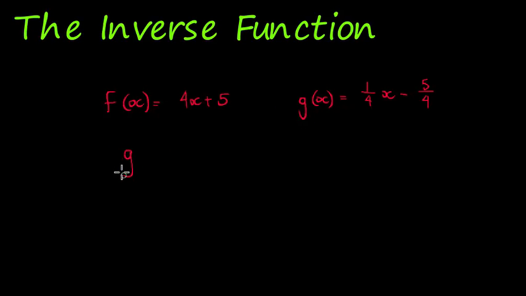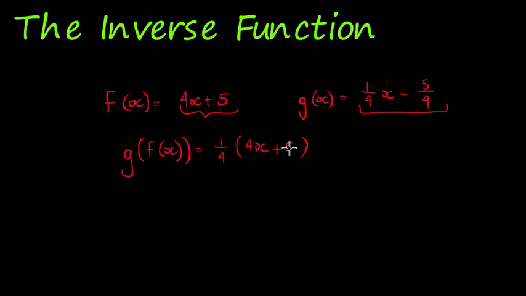So if I take g and I put f of x into g, what do I get? Here's the function g, but everywhere where I see x, what must I substitute? 4x plus 5. So where there's an x, I'll now put a bracket, and I'll put everything that f of x is, 4x plus 5. All I did so far was replace the x. There's still the negative 5 over 4.